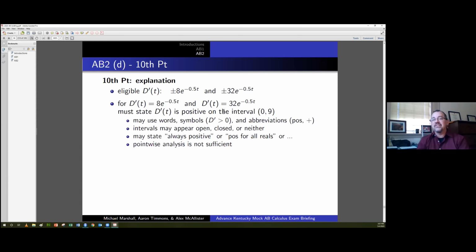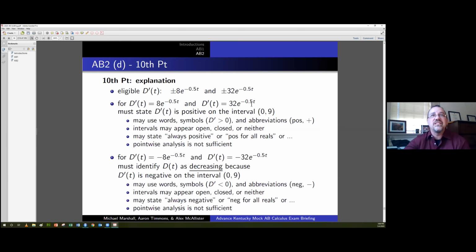And so this winds up splitting into the two cases of, well, what if D prime is a positive 8 e to the negative 0.5t, or a positive 32 e to the negative 0.5t? The person in this case has earned the first point. The person here has not made some kind of error, but they're still eligible for that 10th point. And they have to state D prime is positive on that interval. So how can you do that? You can use words, you can use symbols, you're allowed to abbreviate. If they reference the interval, we're going to be generous in reading parentheses versus square brackets. They're also allowed to just say always positive, positive for all reals, or there might be other versions of that. But we are looking for an interval analysis. You can't just look at a couple points and say, oh, that means it's increasing. So that won't be sufficient.